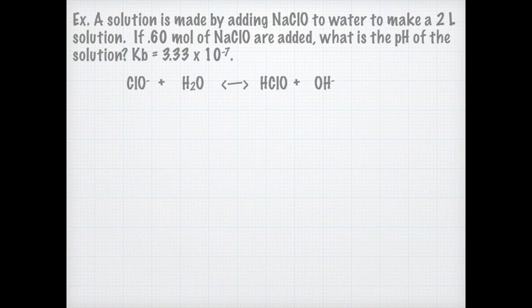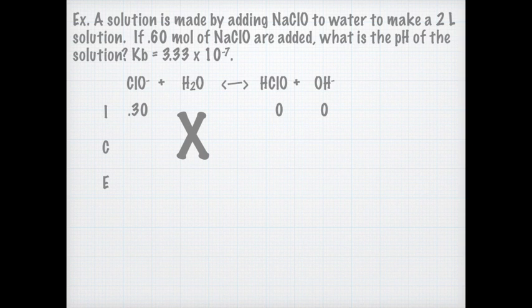I'm going to ICE it, and I know my initial concentration of the hypochlorite ion is going to be 0.60 moles divided by 2 liters to get the concentration, so that would be 0.30. Remember, I ignore water. My HClO concentration is 0, and my hydroxide concentration is 0.